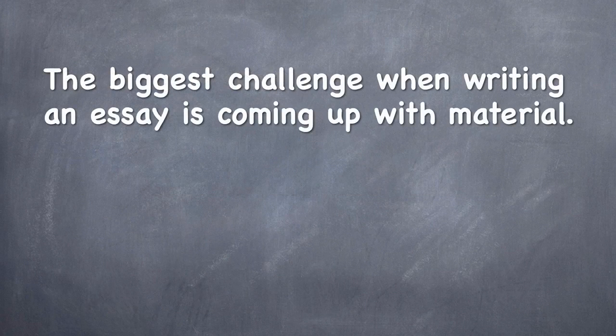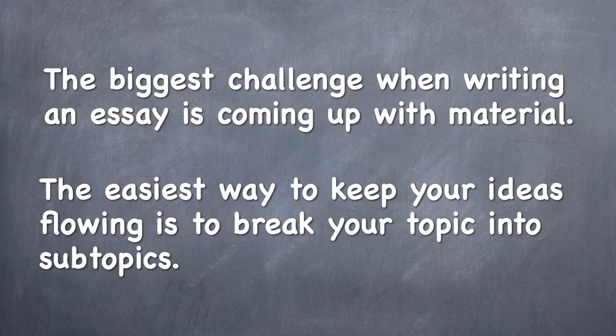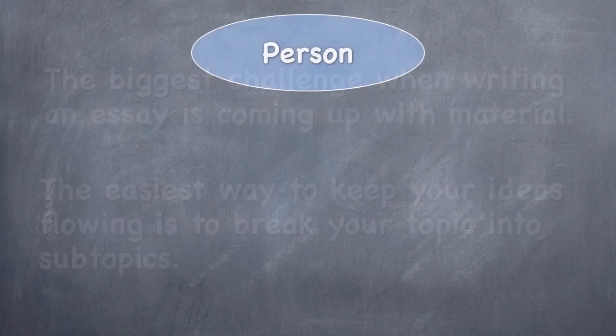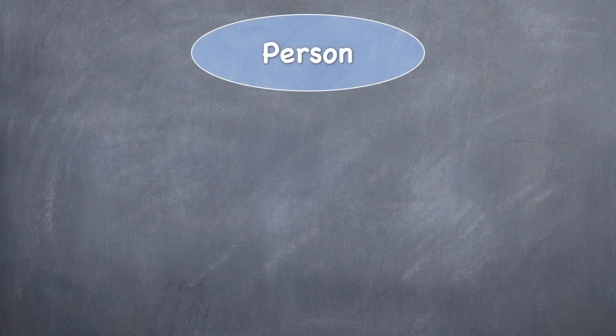Now, the biggest challenge when writing an essay is coming up with material. And the easiest way to keep your ideas flowing is to break your topic into subtopics. So our topic is this person. We are writing about this person. This person is our subject. So how would we go about breaking the subject into subsections, into subtopics?